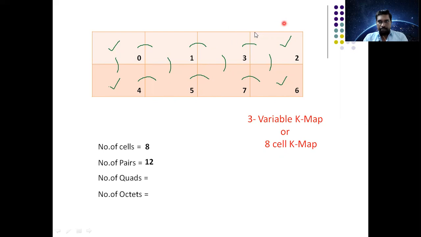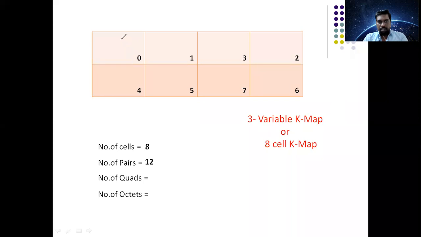Now pairs completed. Now quads. So I will change with red color. Observe clearly the quad. All the 4 cells present in the first row will form one quad. Why? Because 0, 1, 3, 2, all these 4 cells are lying adjacent to each other, so all these 4 cells in the first row can act as a quad. 0, 1, 3, 2 is one quad.